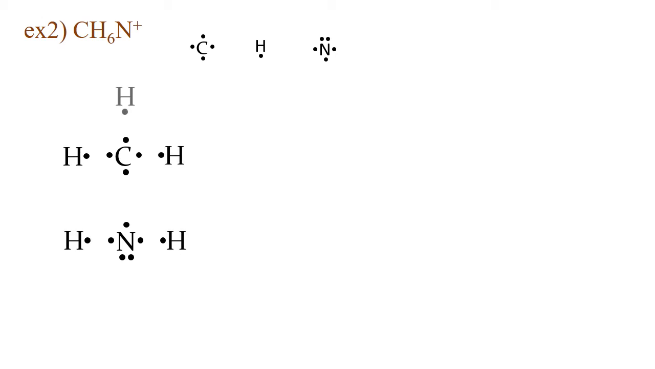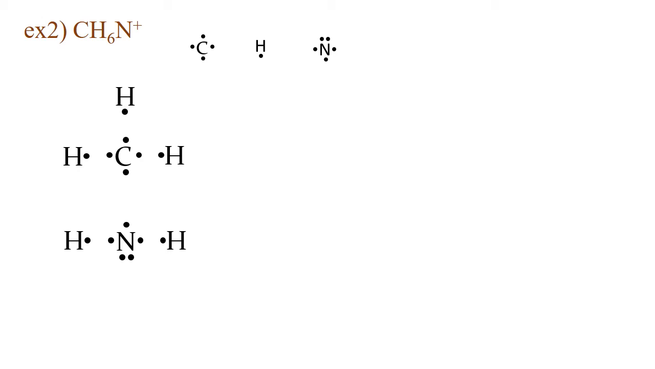Example 2, CH6N with a positive charge. Carbon, 4 dots, makes 4 bonds. Hydrogen, 1 dot, makes 1 bond, and nitrogen, with its 5 dots, is able to make 3 bonds. So I'll put carbon down on paper first, and then nitrogen, and I'll start adding in my hydrogens last because they make the fewest bonds. So 1, 2, 3, 4, 5, and I don't know where I'd put that 6th hydrogen.